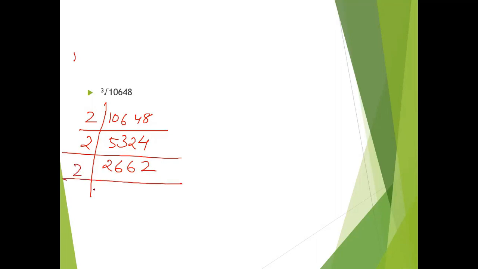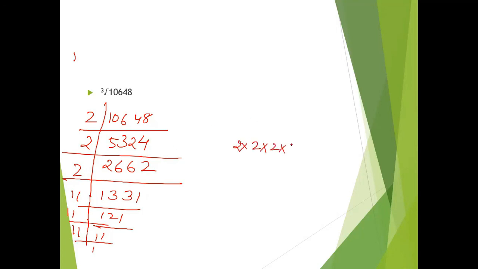10648. Doing its prime factorization, starting with 2: 5324, 2, 2662, 2, 1331. 1331 is divisible by 11: 121, 11, 11, and 1. So the prime factors are 2 into 2 into 2, 11 into 11 into 11.